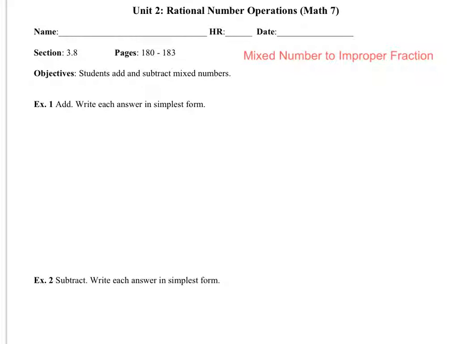Before we get started today, I want to make sure we remember how to go from a mixed number to an improper fraction. So if I had 5 2/3, that's what we considered a mixed number because it has a whole number and the fraction piece. To go to an improper fraction, I call it a cartwheel.